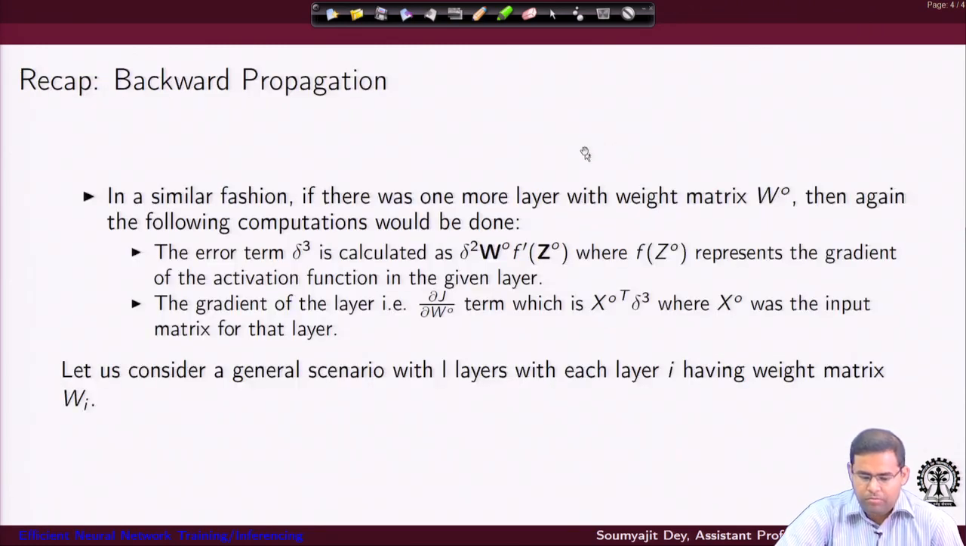So, the point is very simple. For every layer I can keep on computing these delta values, and then I am going to do a matrix multiply with the weight matrix, and then also a further matrix multiply with the activation function's output, right. So, that is how things are going to progress, right. Now, if I consider a very general scenario where I have L layers and each layer i has a weight matrix W i.